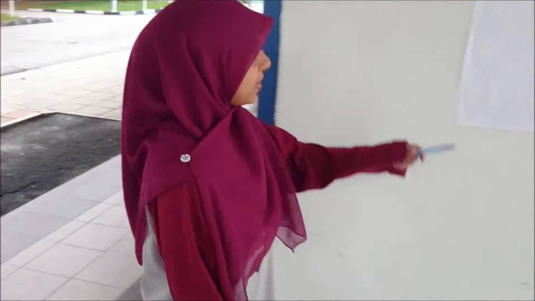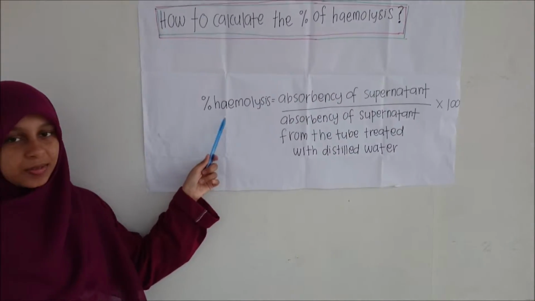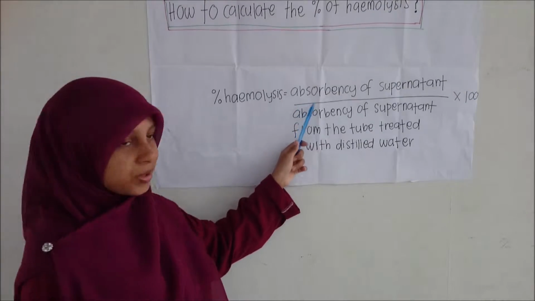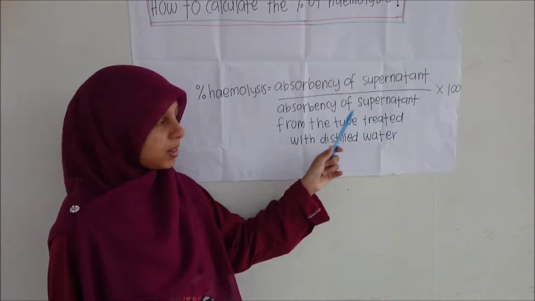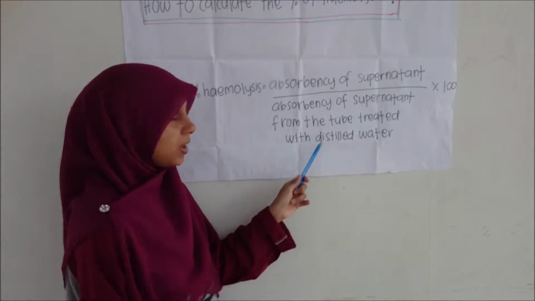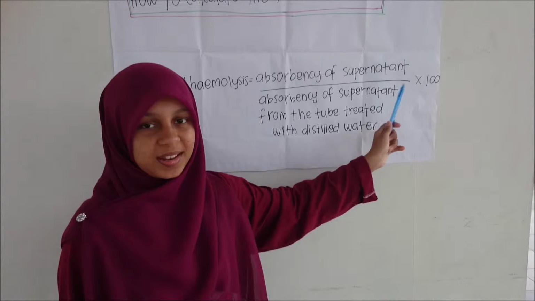Let me explain how to calculate the percentage of hemolysis. Percentage of hemolysis equals the absorbance of the supernatant divided by the absorbance of the supernatant from the tube treated with distilled water, times 100%.